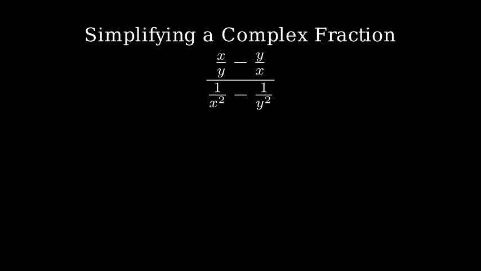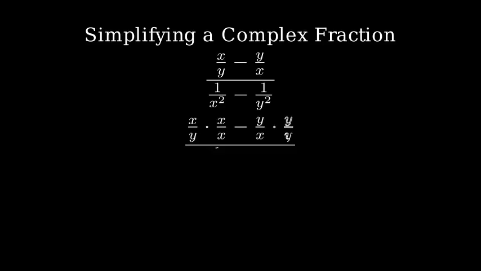Let's simplify this complex fraction step by step. We start with the expression, the fraction with numerator x over y minus y over x and denominator 1 over x squared minus 1 over y squared. The first step is to find a common denominator in the numerator.